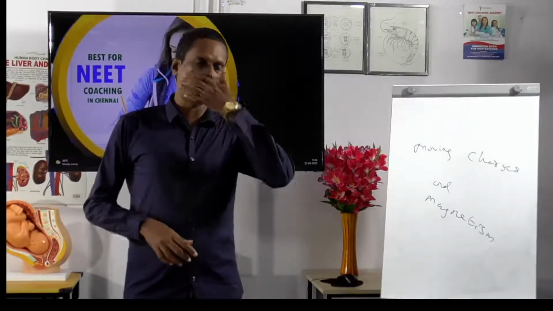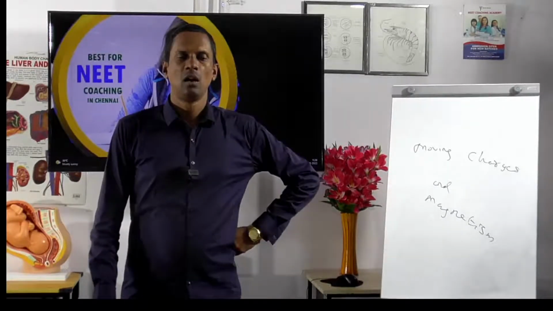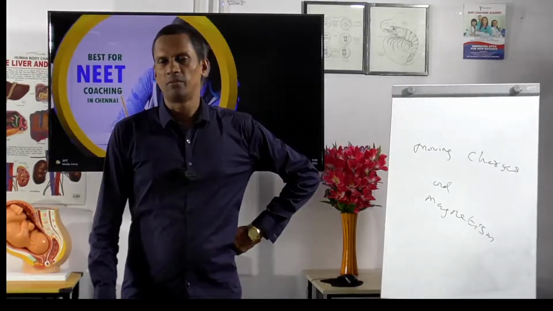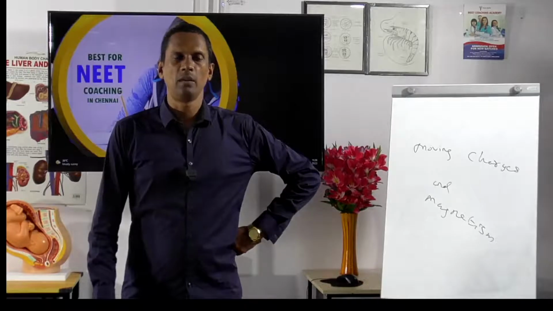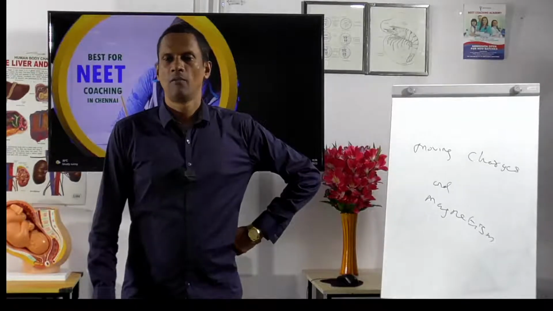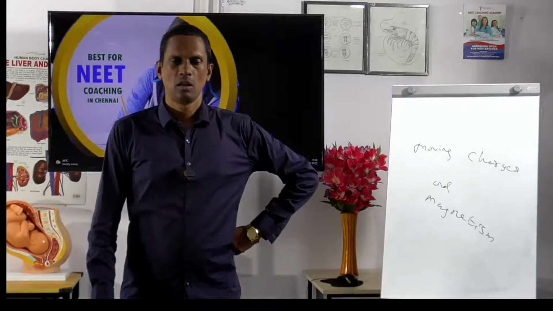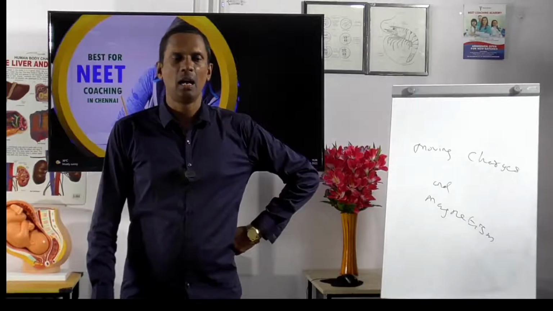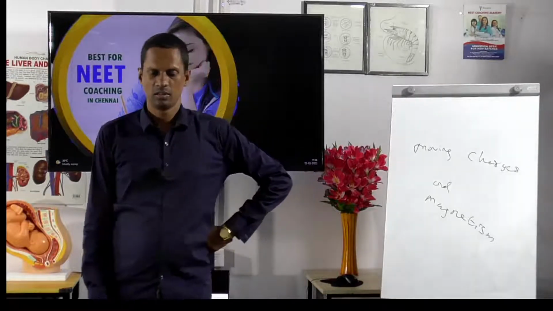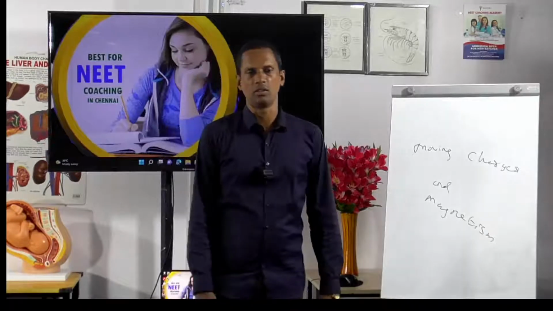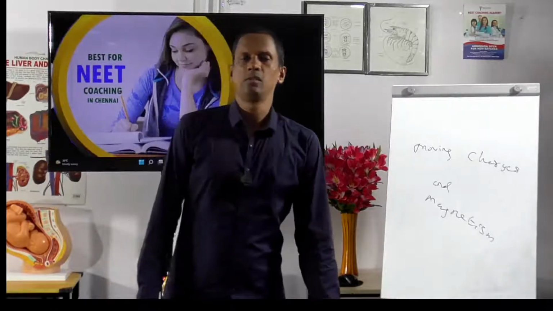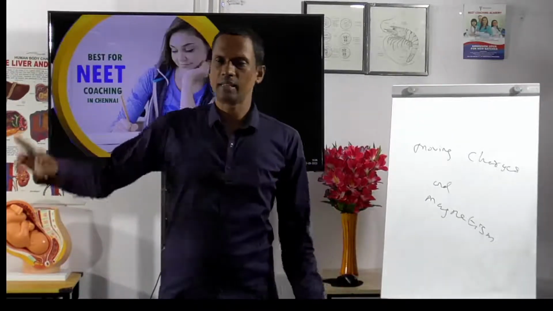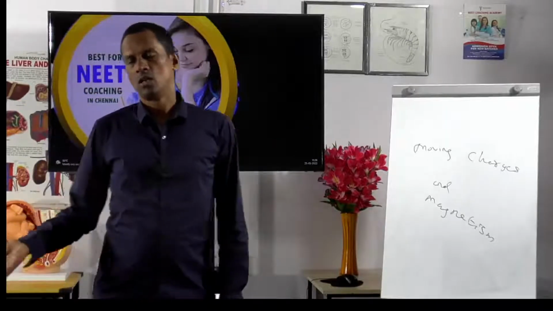Now it comes to ferromagnetism and diamagnetism. Ferromagnetism means unpaired electrons. It will have a high magnetic strength. And diamagnetism means no magnetism, because electrons are paired. So if electrons are paired, it will not show any magnetism.